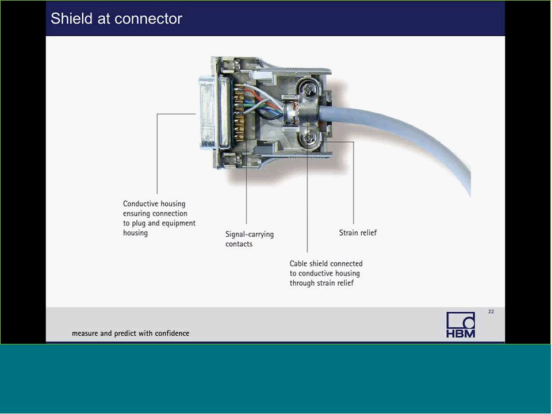If we look here at an HBM connector, you can see on the right side we've got a transducer cable coming in. Then we have a strain relief, and underneath that strain relief you can just make out a braided shield. The shield is grounded to the connector housing through the strain relief. The housing itself is a metallicized plastic connector, which provides a Faraday cage. Then the connector connects to the amplifier and completes the Faraday cage.